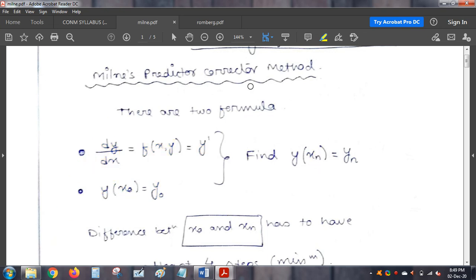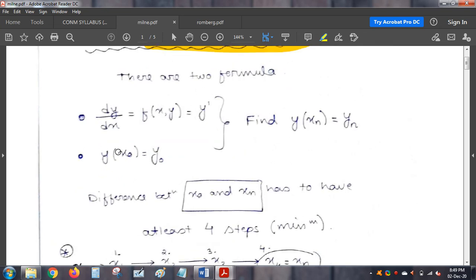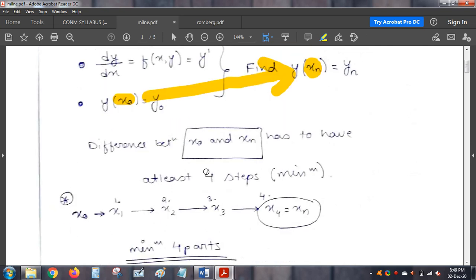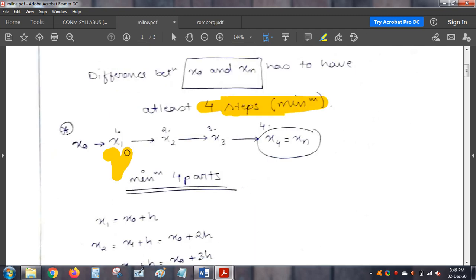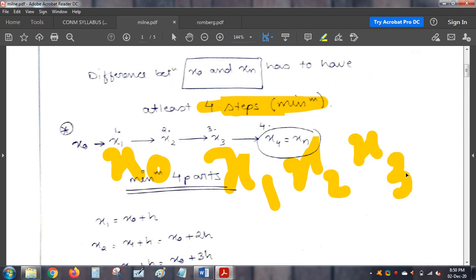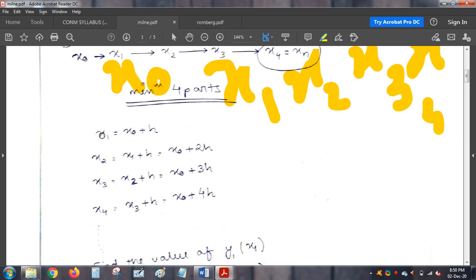Now in Milne's predictor corrector method, there is one thing which you need to keep in mind. The initial point and the value at which you need to find out, the difference between them has to be in steps of 4 and more. So minimum number of steps should be 4. Since x0 is given to you, your numerical solution should have at least x1, x2, x3 and x4. It can have more than x4, it can have x5, x6, x7, many of them, but it has to have at least 4 of them.